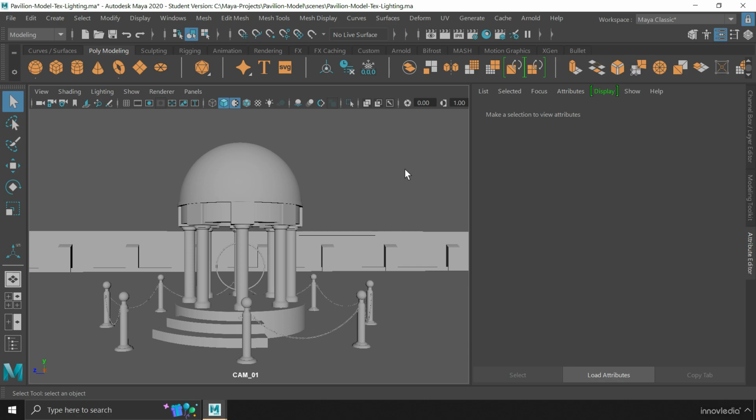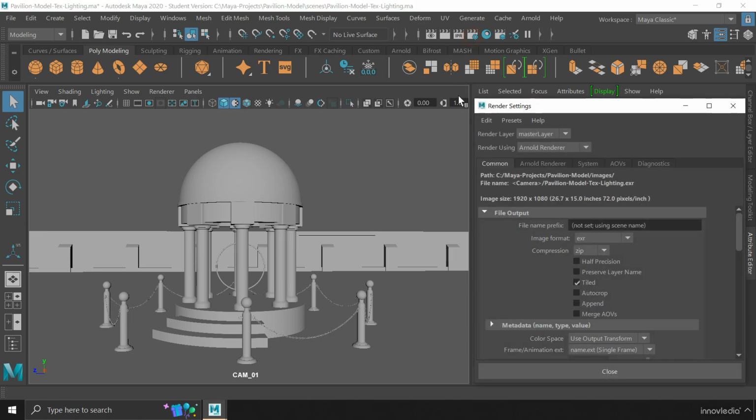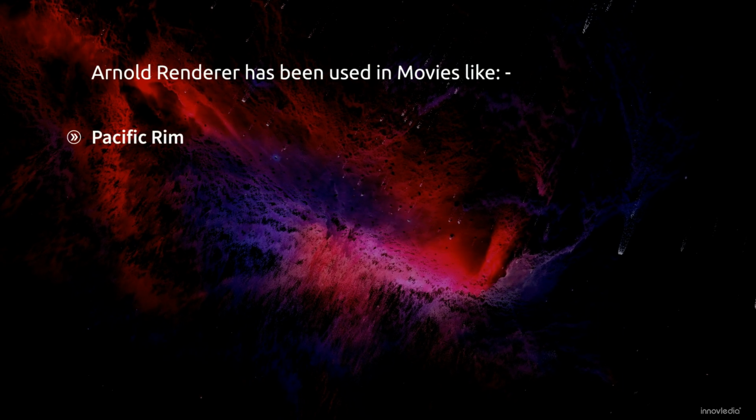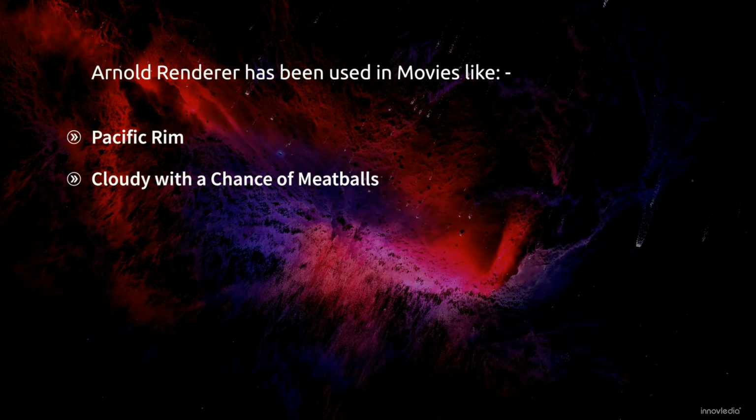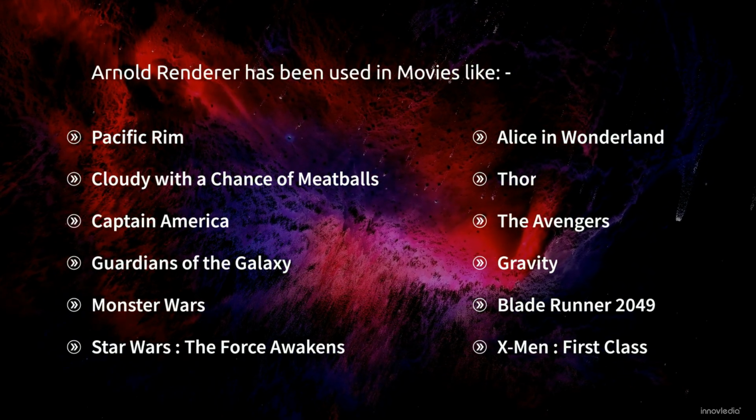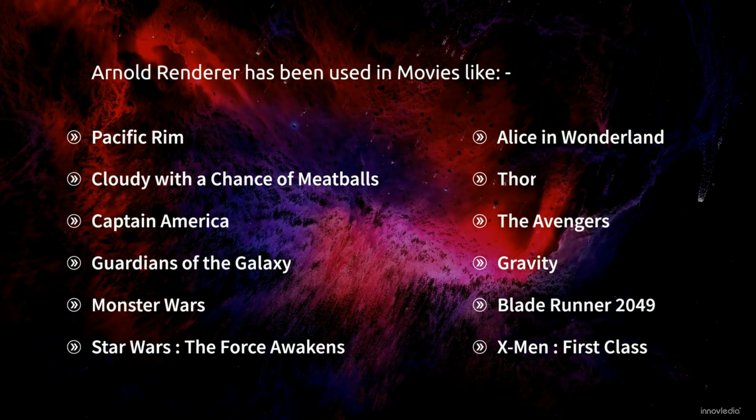Now, before I create a new light, I would like to mention that there are at least two render engines in Maya. One is Maya's own default renderer and another is the Arnold renderer. In this course, we'll mainly be focusing on the Arnold renderer, which has been used in big Hollywood movies like Pacific Rim, Cloudy with a Chance of Meatballs, and many others. I have been using this renderer for almost 9 years.